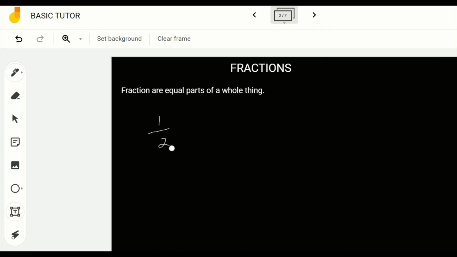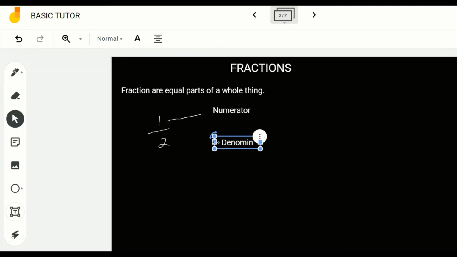This is a fraction. This one at the top is known as the numerator, while the number at the bottom is known as the denominator. So we can also say that fractions have two parts. It has a numerator, which is the number at the top, and it has a denominator, which is the number at the bottom.